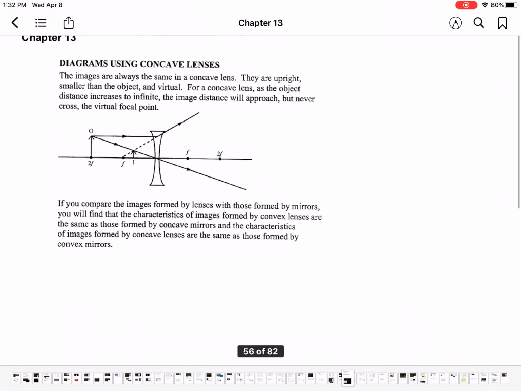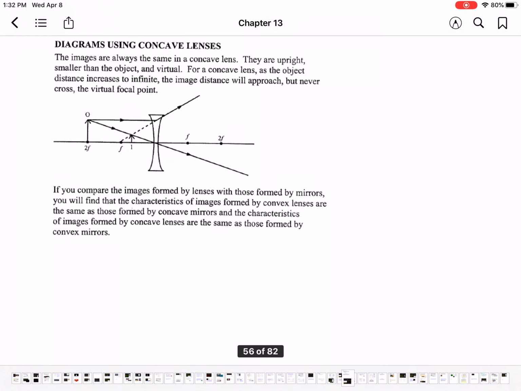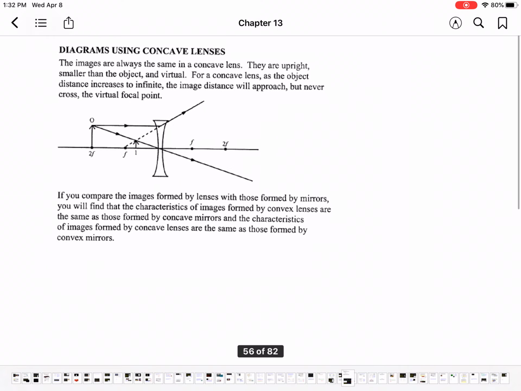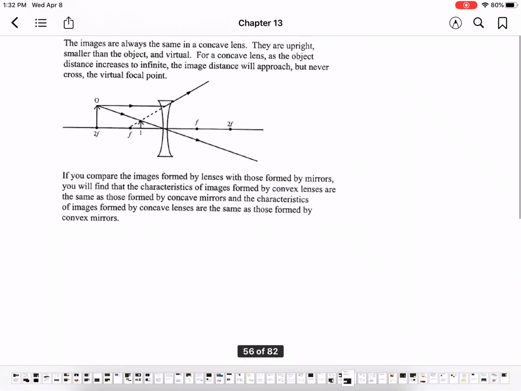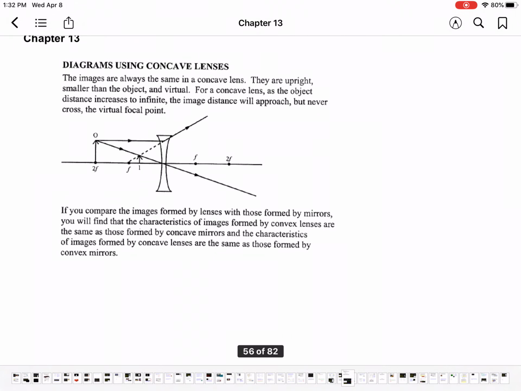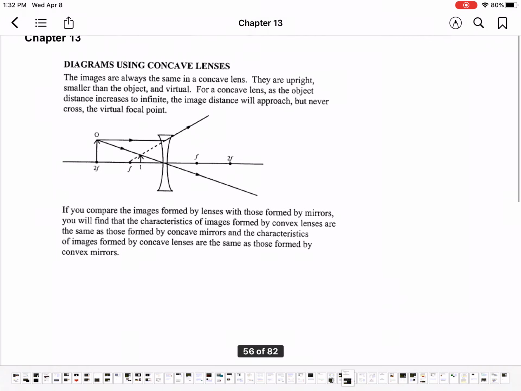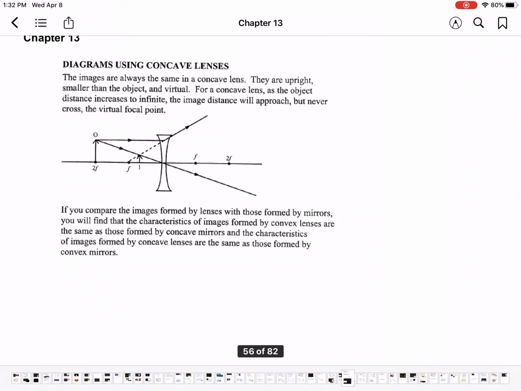So for concave lenses, images are always the same. They're upright, smaller than the object, and virtual. There's nothing else we can do. So upright, smaller, and virtual. That's generally it. It's similar to the images formed by convex or concave mirrors, but kind of vice versa. Convex lenses are similar to concave mirrors, and concave lenses are similar to convex mirrors. So that's where we're going to get confusion. This vocabulary is going to get you confused as to what's going on, but you just have to remember your rules.